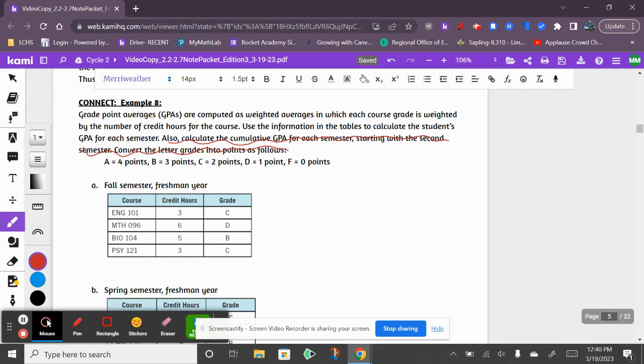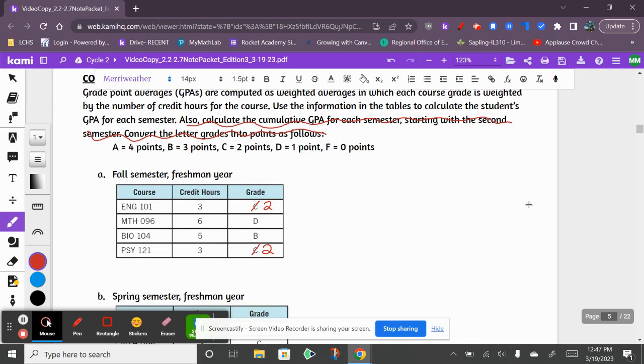Okay, first thing that you want to know is that grades are going to be represented by a number. An A is worth 4 points, a B is worth 3 points, C is 2, D is 1, and an F is 0 points. So what we're first going to do is replace these values with a number. A C is worth 2, so anytime we see a C, we're going to have that worth 2. A D is worth 1 point, and a B is worth 3.